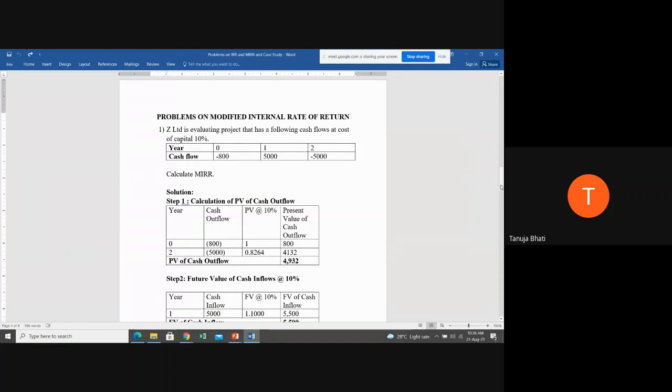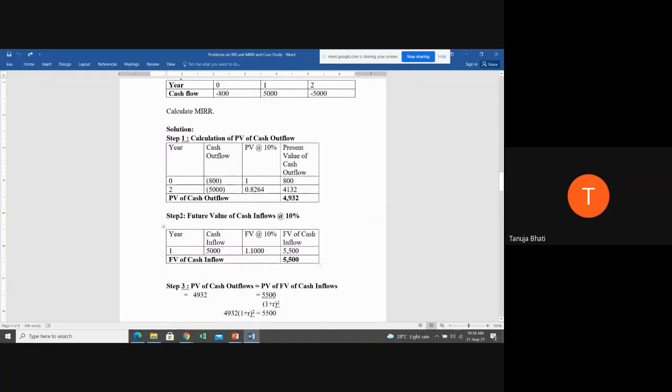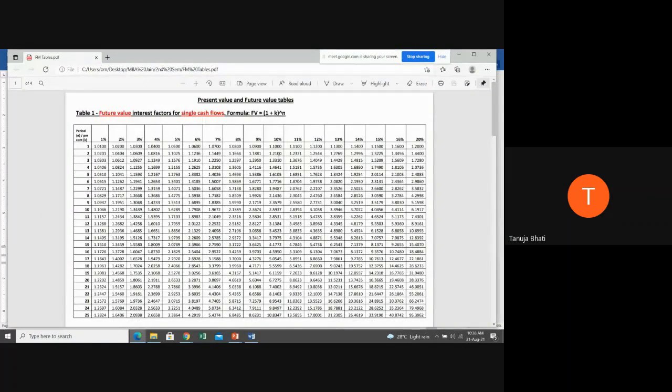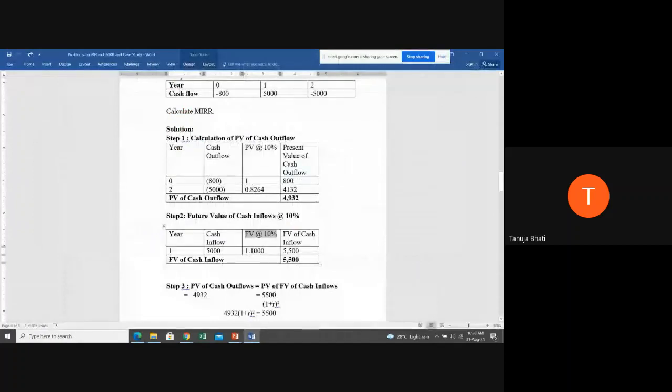Your second step, calculate future value of cash inflows at 10%. Now, there is only one cash inflow, that is 5000, in year 1. Now future value at 10%. Students, which table do I have to refer for future value of a single cash flow? Table number 1. Very good. So table number 1, at 10% for 1 year, that is 1.1000. Multiply these two, you will get 5500. This is the future value of cash inflow. So your step number 2 is clear.